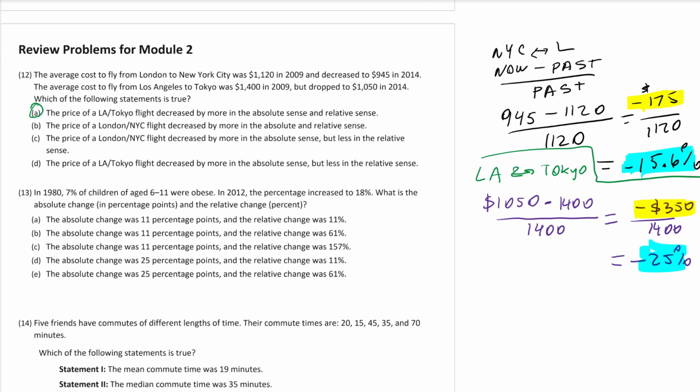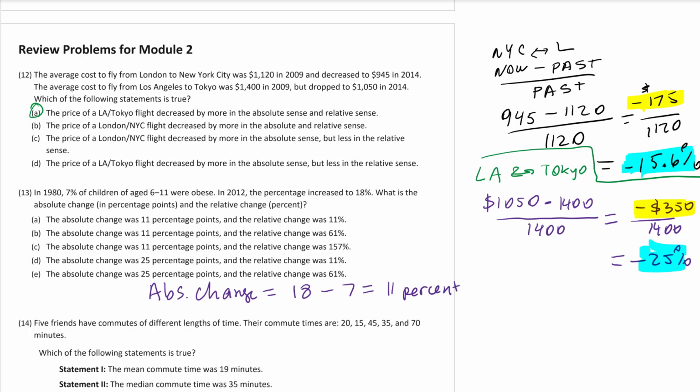In 1980, 7% of children of age 6 to 11 were obese. In 2012, the percentage increased to 18%. What is the absolute change in percentage points and what is the relative change? So here you might get confused because you already have a percent. Ignore the fact that you have percent and just do the calculation. So the absolute change is just the difference between the two numbers. So you're taking 18 and you're subtracting 7. And the difference is 11%.